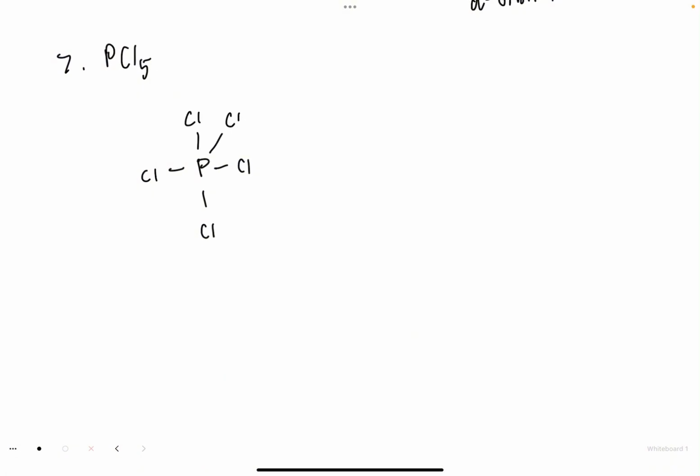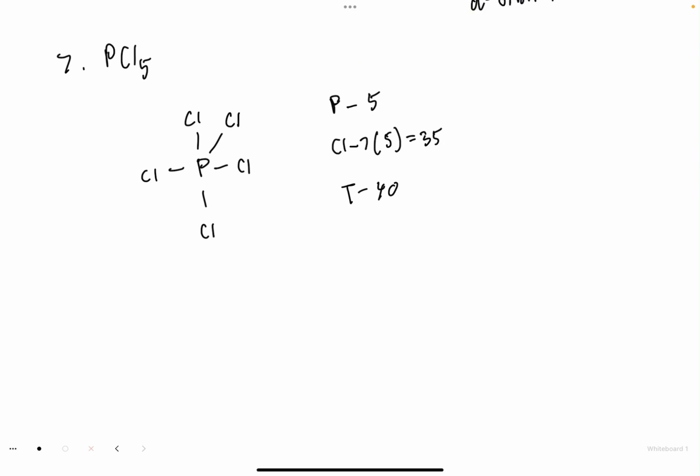Number 7, PCl5. So we have a clear winner for the central atom. We have a clear winner for the terminal. And you're like, what is going on? You have 5 chlorines. And again, I'm getting ahead of myself. I'm not counting. Phosphorus has 5 valence, and chlorine has 7 valence times 5. So that's like 35. So you have a total valence electron count of 40.